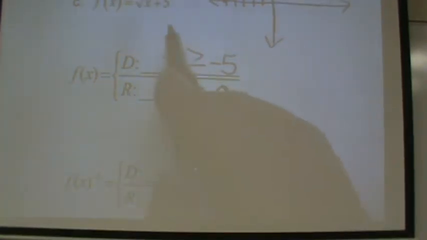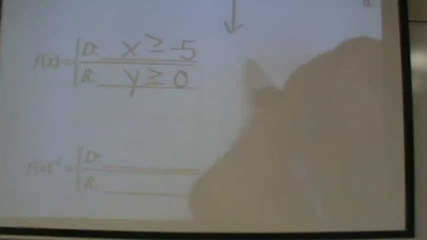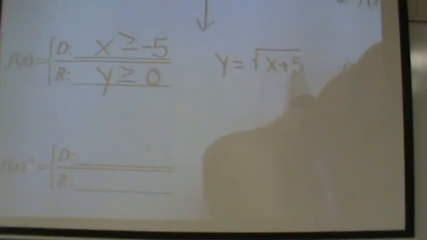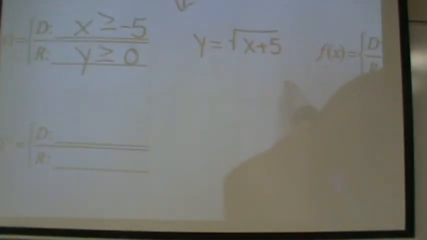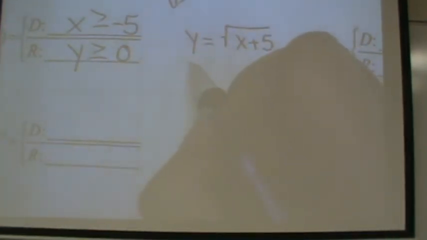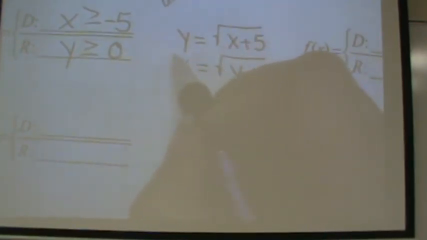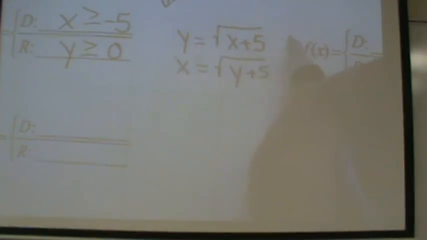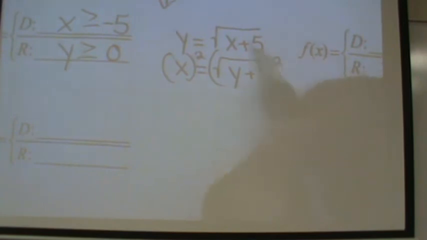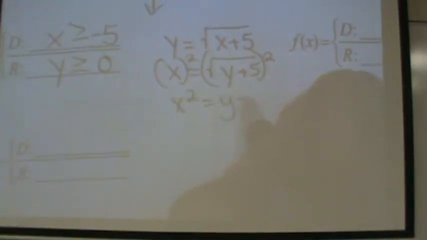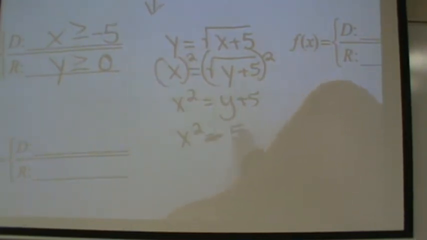Now, when we do the inverse of this, how do we do the inverse? Tell me what to do. Quickly. Someone. What do we do? You're going to square root. No, we're not going to square root. Switch X and Y around first, then square both sides, and subtract 5. Whoops, x squared minus 5 equals y.